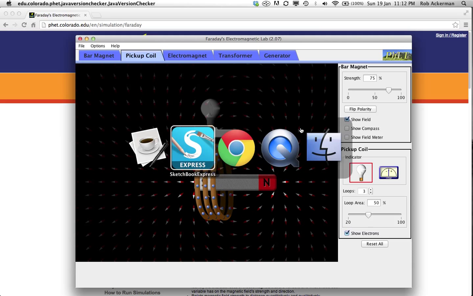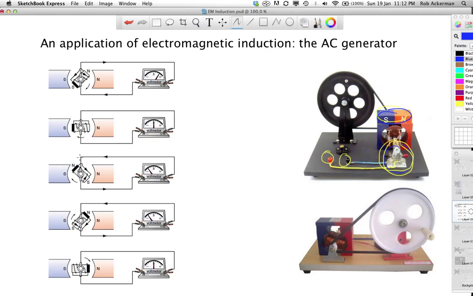So in an AC generator, what we do is we take, here's a diagram from your book by the way, we take a coil here with obviously the wires wrapped around it, and we connect them to a voltmeter, or as you're going to see, we connect it to the power grid so that we can send electricity to consumers.